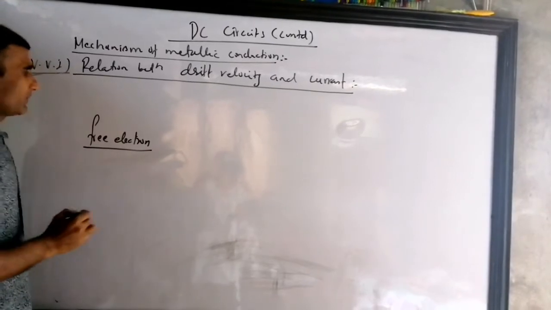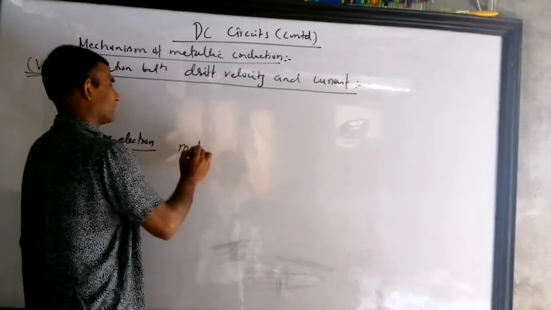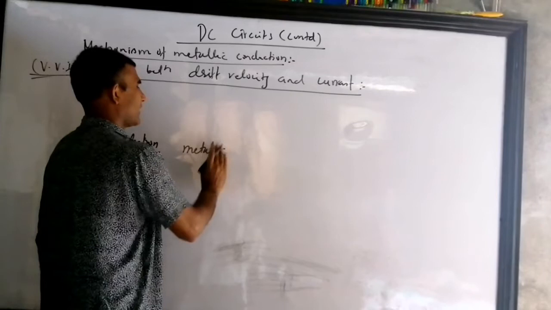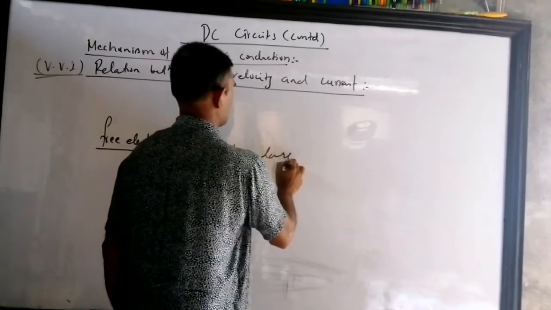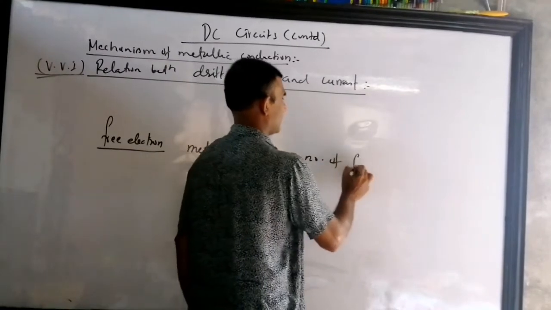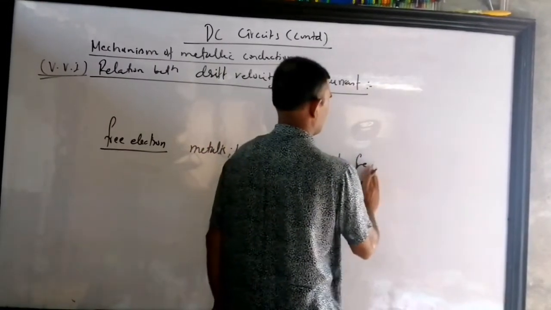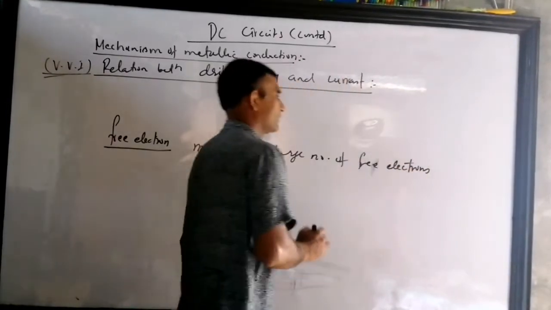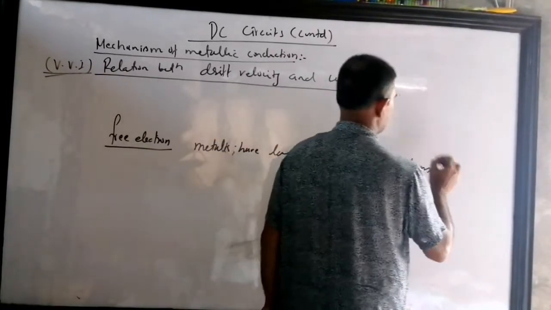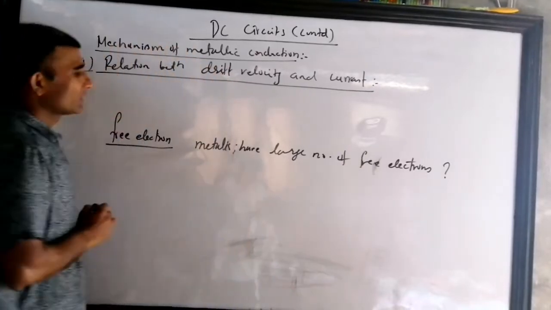We have heard that metals have free electrons. Metals have a large number of free electrons. What does it mean? What do you understand by this statement?